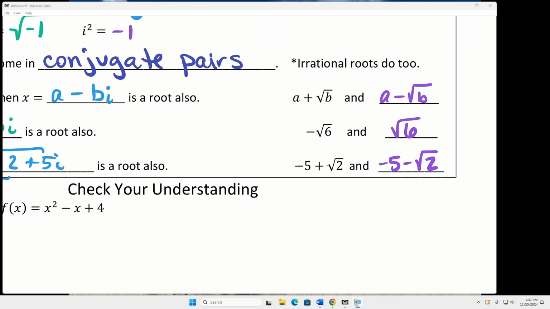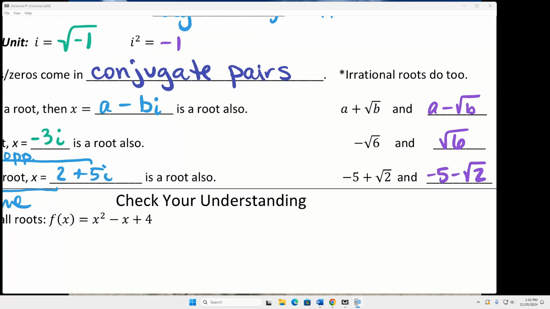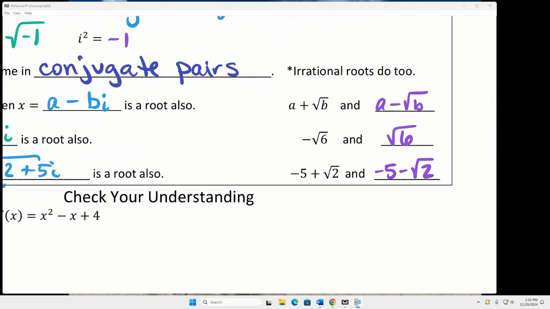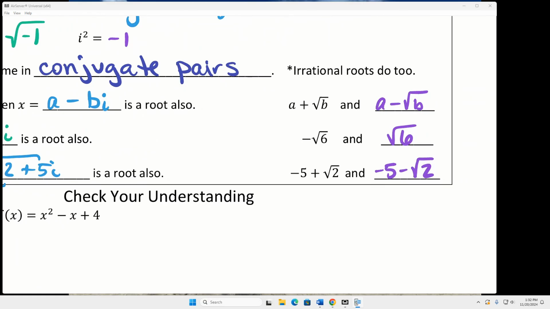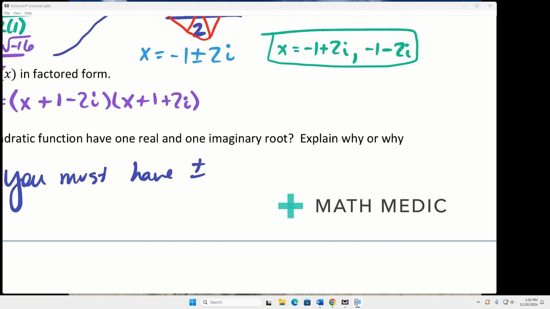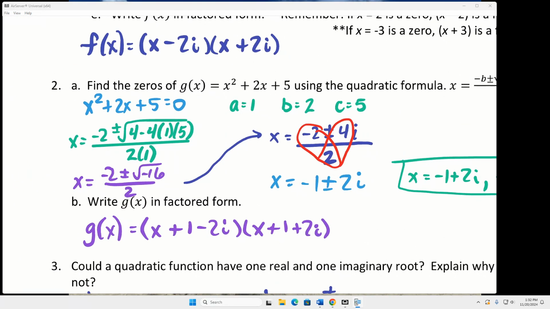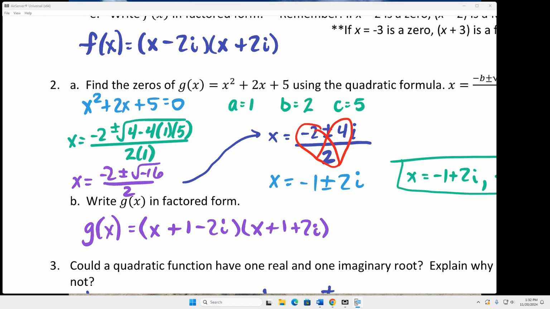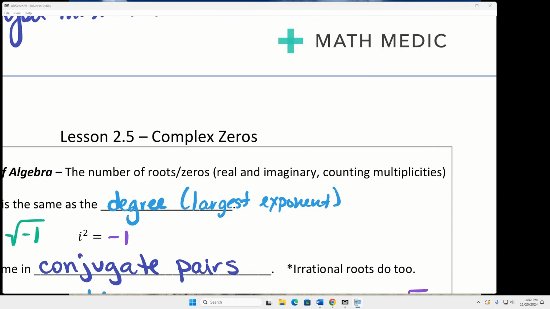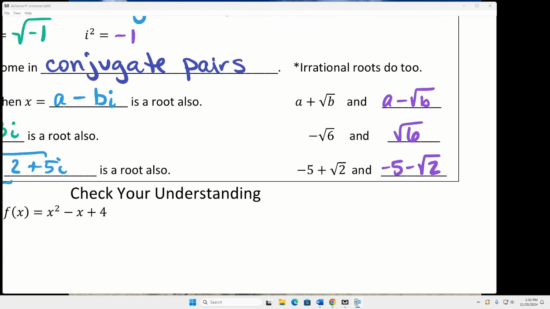I got a question. Yes? How come the negative 5 and stuff doesn't change? On the real part, it won't change, because that's kind of like what's in front. Like if we were doing the quadratic formula, that's this thing here. And so it's not going to change sign. But what's after the plus or minus is what changes sign. All right. That was a good question.